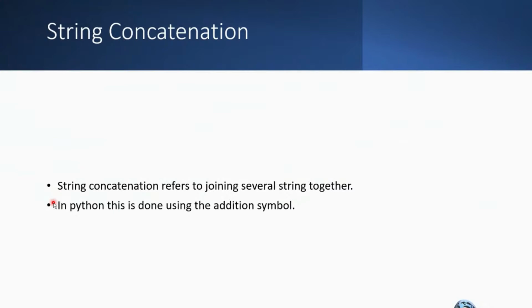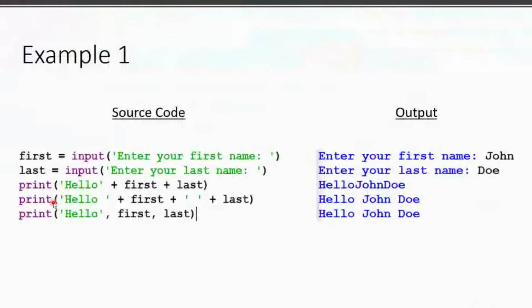Let's say I created a variable called first, and I say equals input, enter your first name. I pass the prompt of enter your first name, and then I'm asking you to enter your first name. So let's say we enter John. Then I said last equals input, enter your last name. Let's say I say Doe. And then I say print hello plus first plus last.